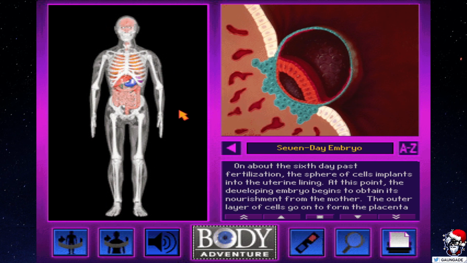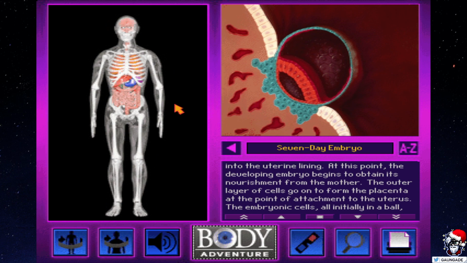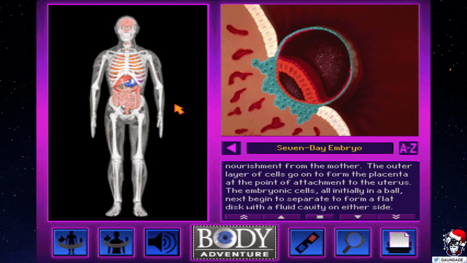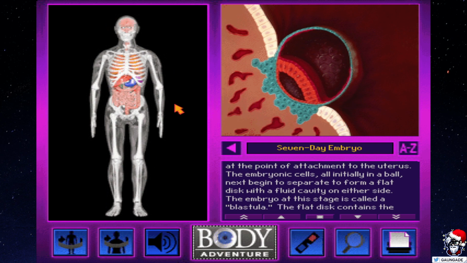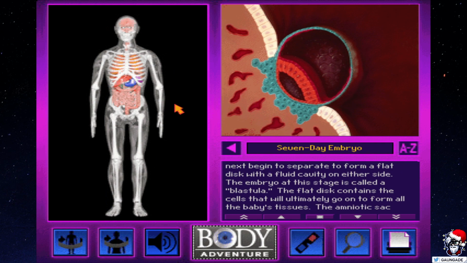On about the 6th day past fertilization, the sphere of cells implants into the uterine lining. At this point, the developing embryo begins to obtain its nourishment from the mother. The outer layer of cells go on to form the placenta at the point of attachment to the uterus. The embryonic cells, all initially in a ball, next begin to separate to form a flat disc with a fluid cavity on either side. The embryo at this stage is called a blastula.